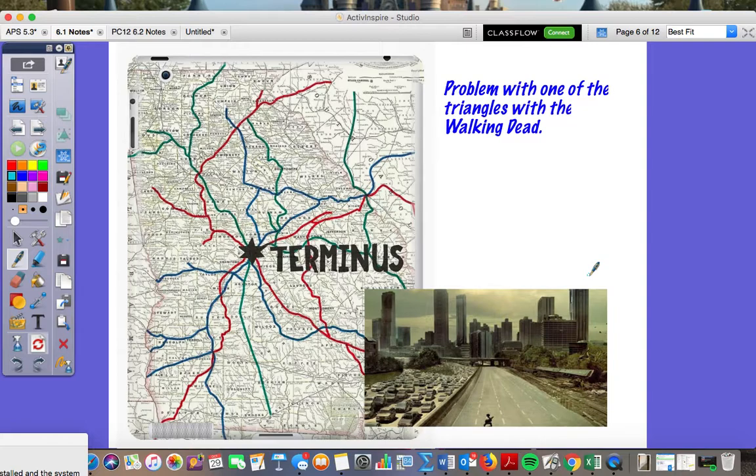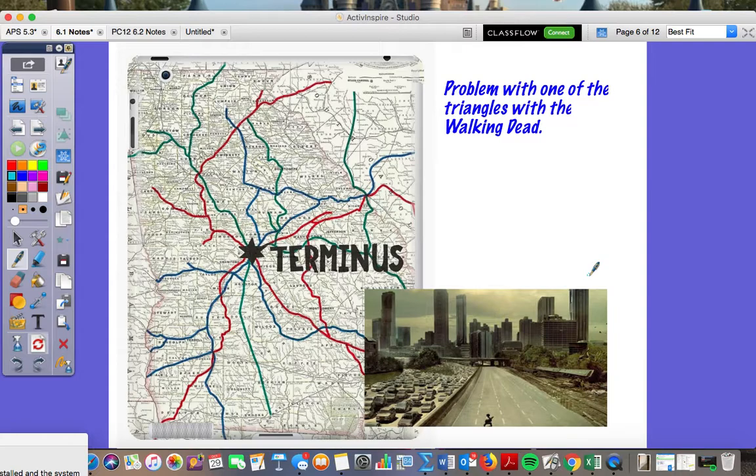Well, the problem with this situation is that when we go from Atlanta to Terminus to Savannah, we do not have enough information to say that we have one definitive triangle. So this is 12 degrees. This is 250 miles. And I think I also put that 150. Good. Yeah, so this is 150. So what type of triangle would this be?